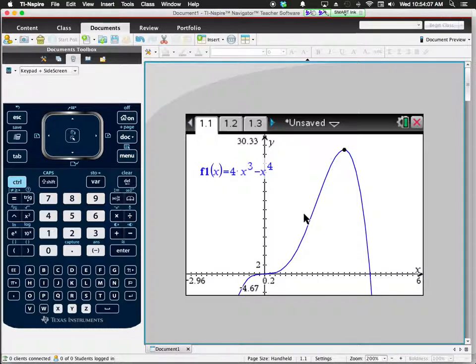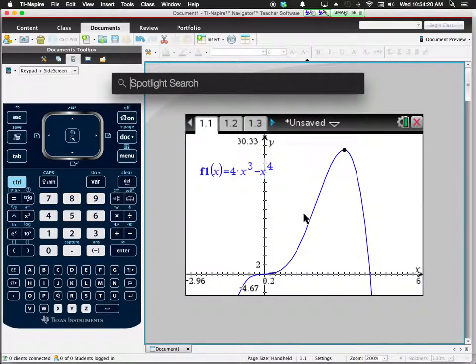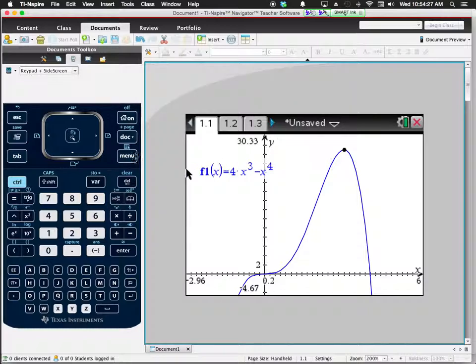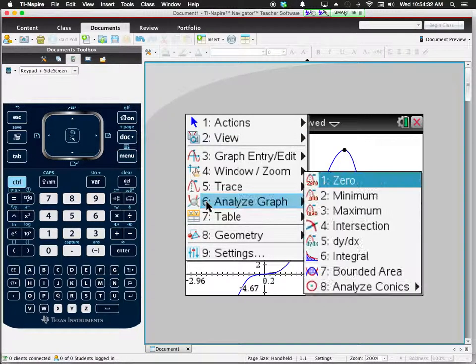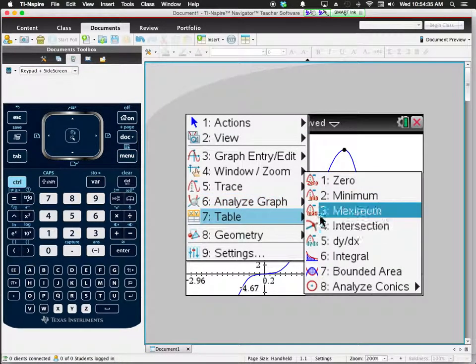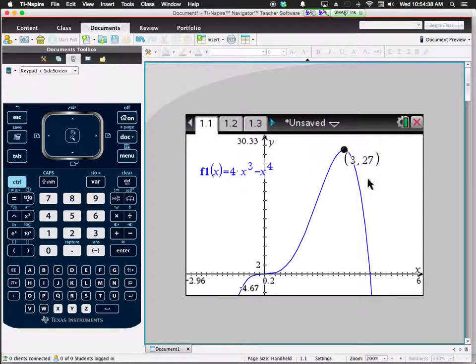So here's the graph of this function. Let's start with my maximum. Does it look like I have a maximum at 3? Yes. Does anybody remember the keystrokes to find the maximum from pre-calc? Menu, Analyze Graph, Maximum. On the left, on the right, there's our maximum at 3, just like we said it would be.